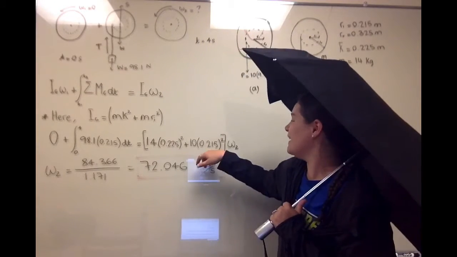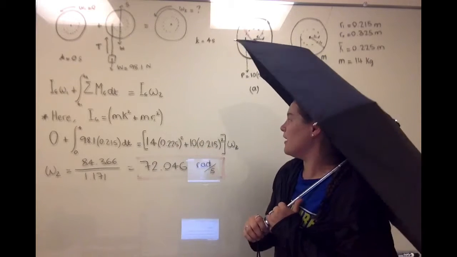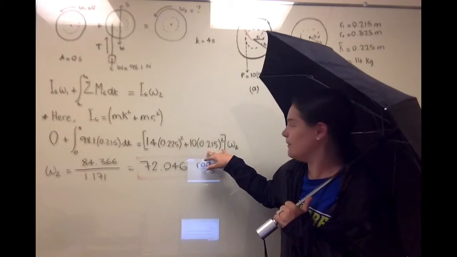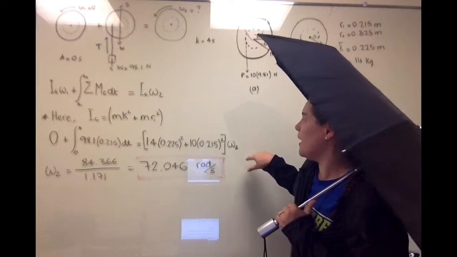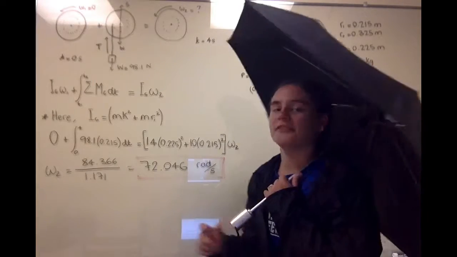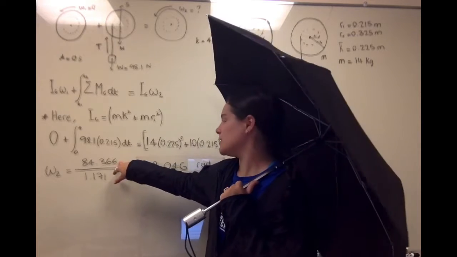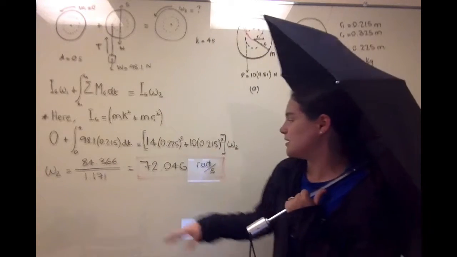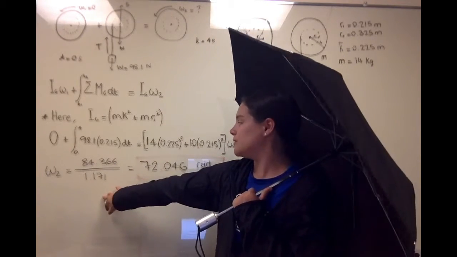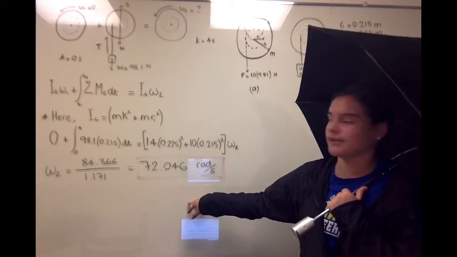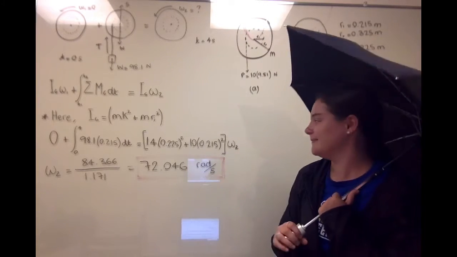And then that is multiplied by our inner radius, which is 0.215 meters squared. All of that is multiplied by our omega 2, which is what we want to solve for. After solving our integral and dividing, which ends up being 84.366, by this right here, which ends up being 1.171, our omega 2 value is 72.046 radians per second.